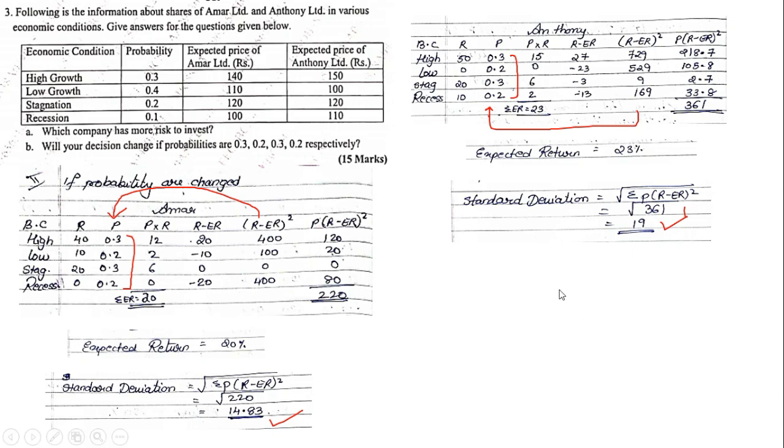So now if you compare in both the parts, the standard deviation of the second one is still higher. So again we'll say Anthony is more risky and the decision will still remain the same. So the question was, will your decision change if probabilities are changed? So no, the decision will still remain the same. So this was question number 3. Okay, you all can go through it once.